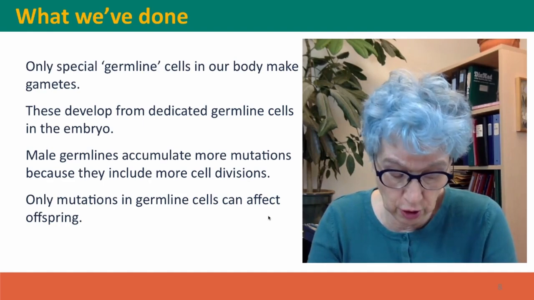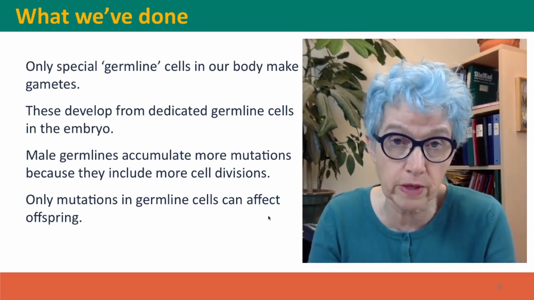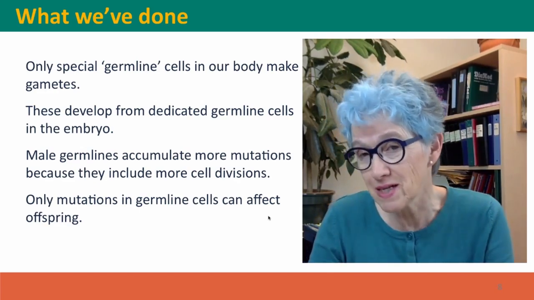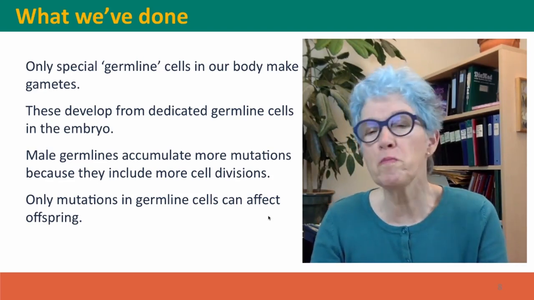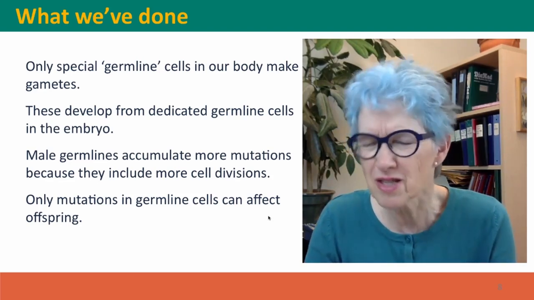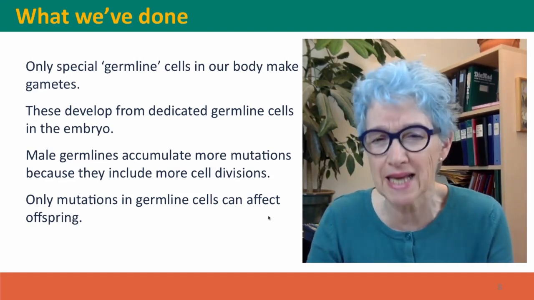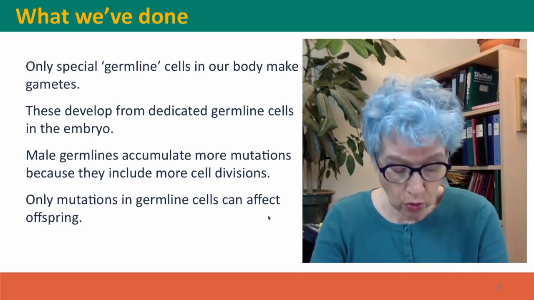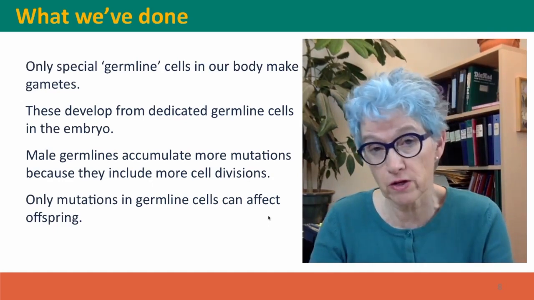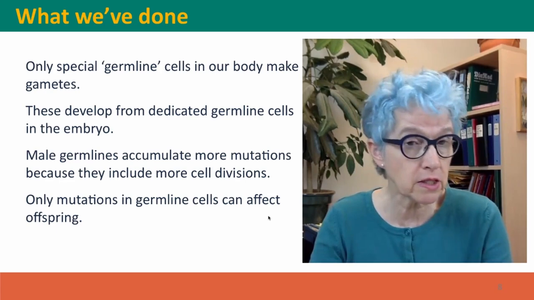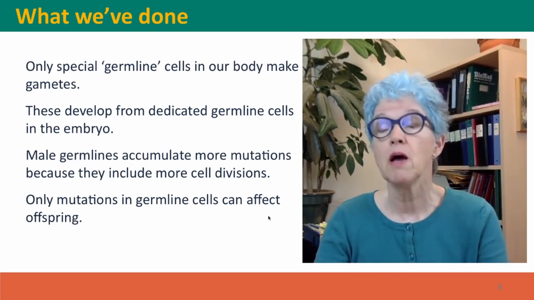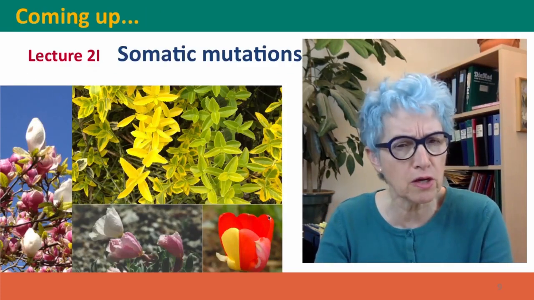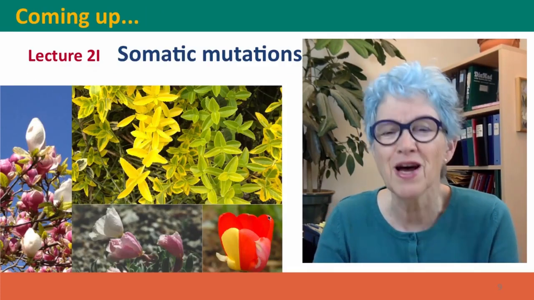Male germlines accumulate a lot more mutations than female germlines because they include a lot more cell divisions. And that's because males produce so many more sperm than females do, something like 300 million sperm a day. That's a lot of opportunities for copying errors. Only mutations in germline cells can affect our offspring. Our somatic cells accumulate lots of mutations, but they're not passed on. Now, coming up next, we're going to talk a bit more about somatic mutations. I hope to see you there.